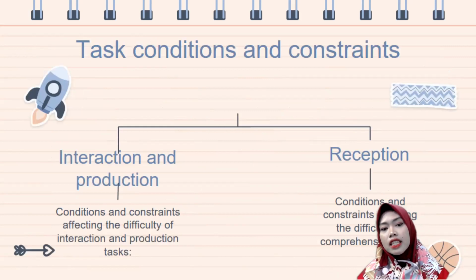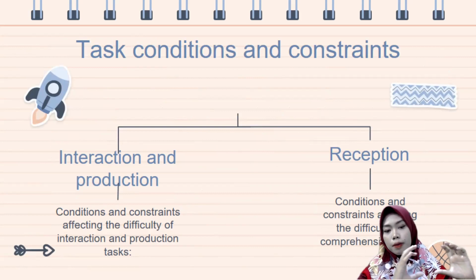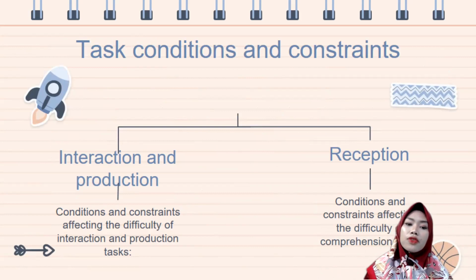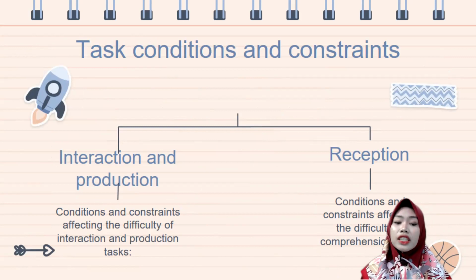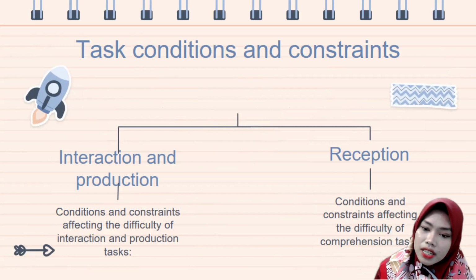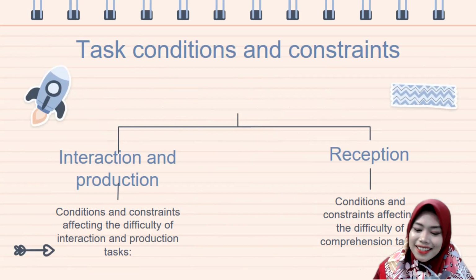Okay, this is the table for task condition and constraint. Task condition and constraint is divided into two. We are going to talk about interaction and production and then reception. Interaction and production is conditions and constraints affecting the difficulty of interaction and production tasks. And what about reception? Reception is conditions and constraints affecting the difficulty of comprehension tasks.